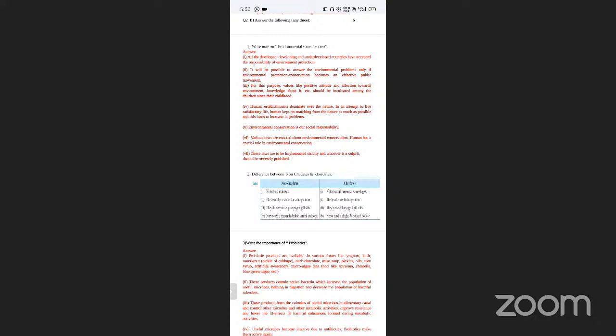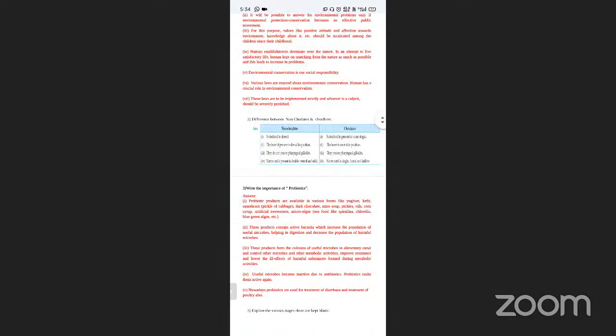Okay, so in this way you can write the note on environmental conservation. You just need to remember what environmental conservation means, how you will protect it, whose responsibility it is, what your role is in doing it, which laws are being prepared, what rules are being prepared, and how they must be followed. These all things must be included in this answer. So at least 4, 5 to 6 points you need to remember, and you can make your note on environmental conservation.